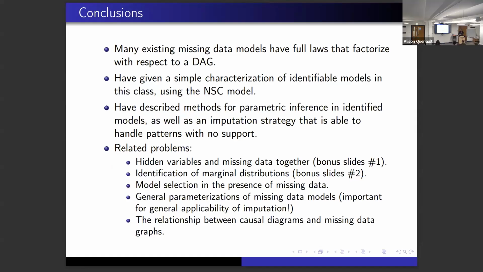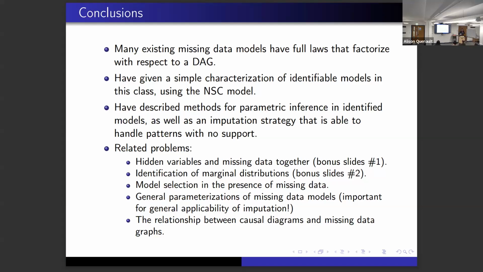Okay, so to conclude, lots, but not all, missing data models have full laws that factorize as a DAG. We have given a simple characterization of identified models of this DAG using this no self-censoring model, which itself is a chain graph. We can use parametric inference in this class just by maximizing the likelihood if we have it. And we've also described an imputation method that works for this class, and in some cases not in this class. There are lots of related problems, such as doing hidden variables and missing data together, which we have in our paper as well.